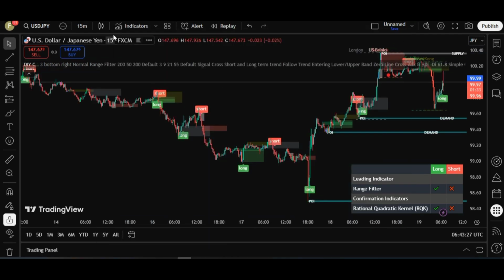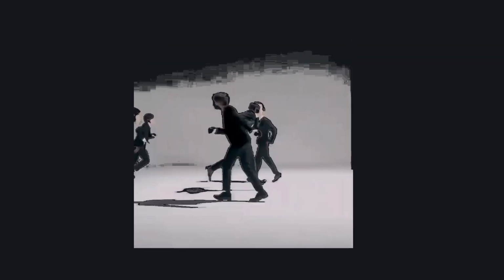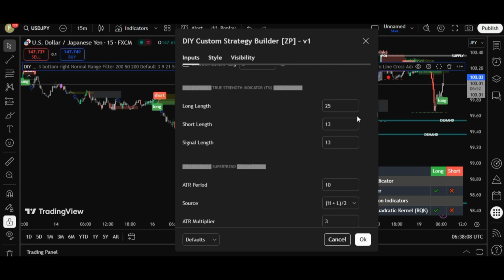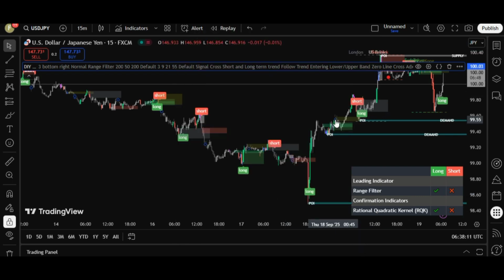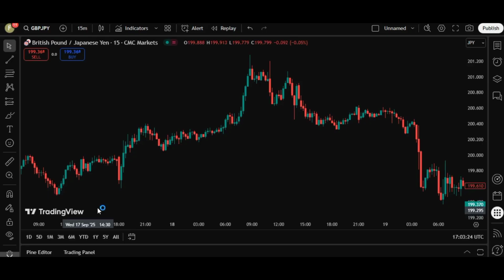Normally, you'd have to open all of these separately and check them one by one. It's kind of like trying to cook a meal but chopping veggies in one room, boiling water in another, and frying in the garage. Total chaos. But this tool puts everything in one kitchen. You choose the ingredients, the indicators, and it cooks up a signal for you. Buy or sell. Simple.